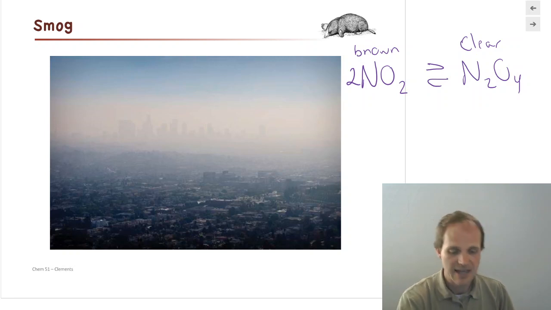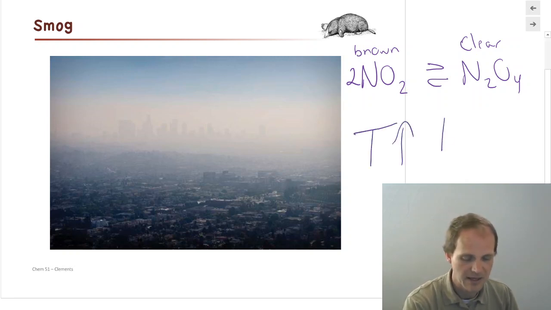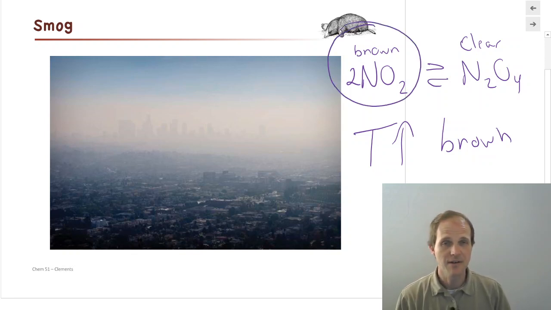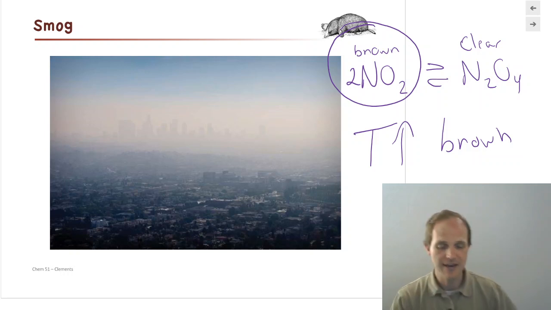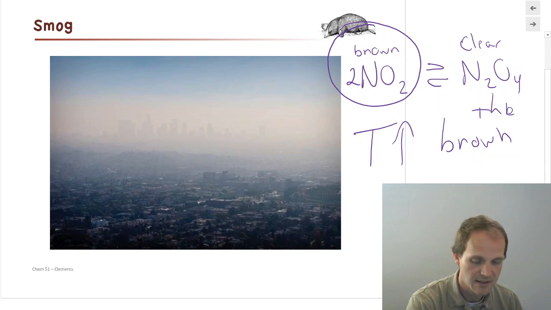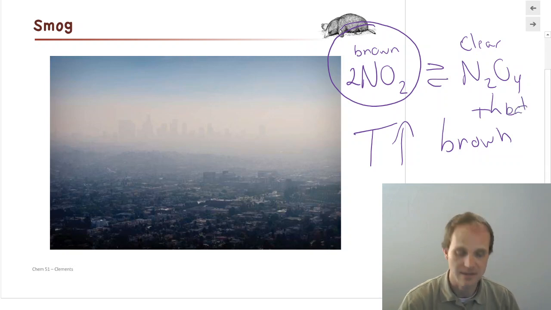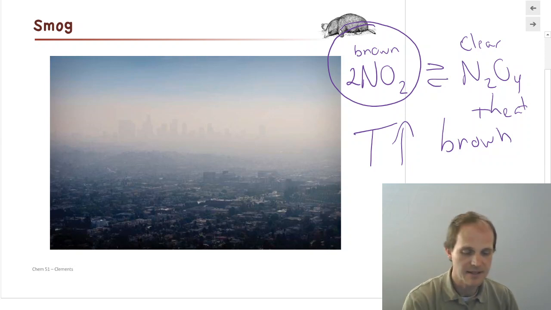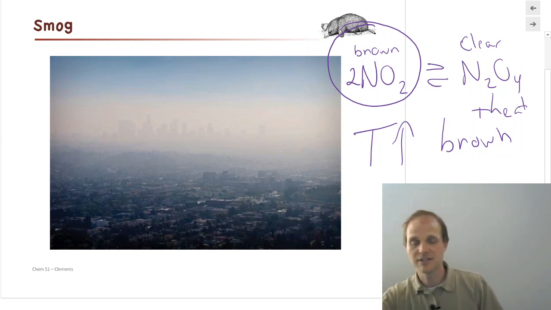So as temperature goes up, I'm getting more brown, which means as temperature goes up, I must be shifting left. What does that tell me about that reaction? Does it tell me that reaction is endothermic or does it tell me that reaction is exothermic? Well, adding temperature is adding heat. If that's making me shift left, I must have heat here on the right. I don't know why my E looks like that. I must have heat here on the right because as I add that heat, it's shifting to the left.